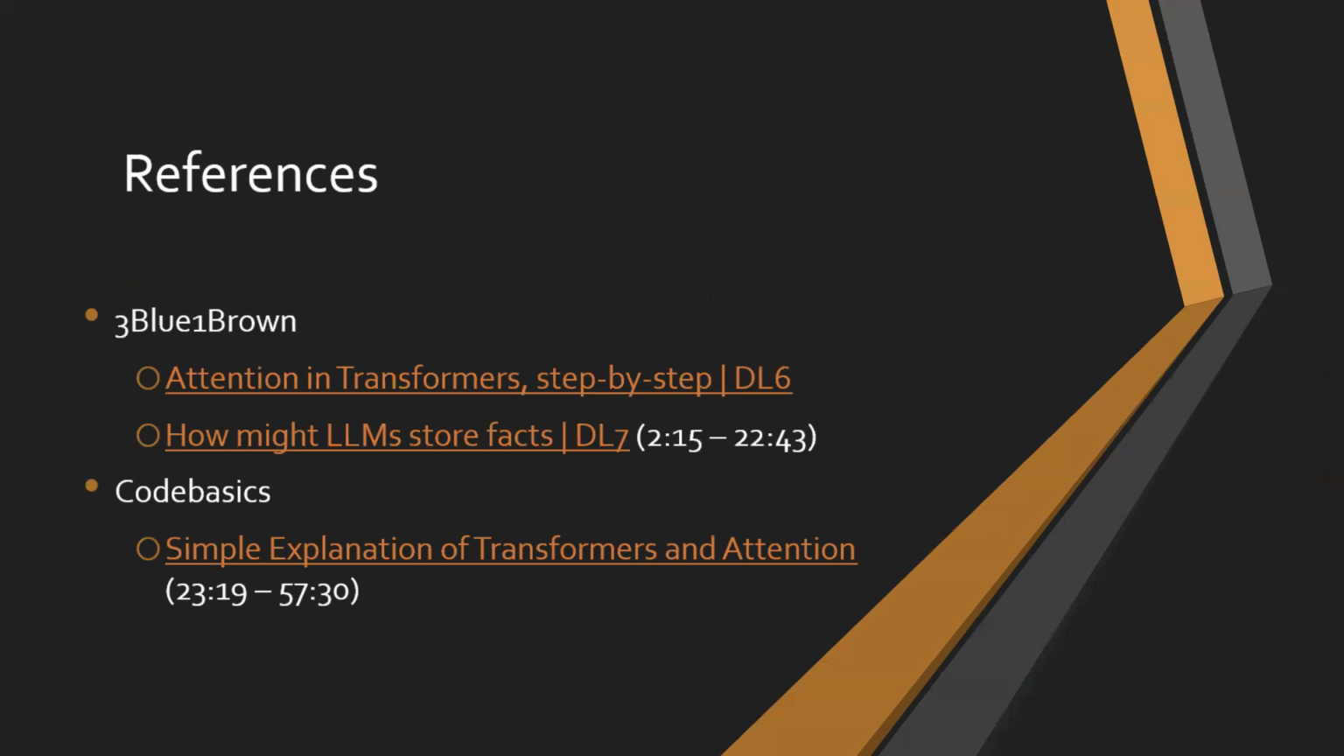These are the videos used during the lecture and were present in the assignment document. As always, we had three blue, one brown, with two videos. The first video discussing the role of attention in transformers and giving a step by step of how the process operates, and then the second discussing multi-layer perceptrons. And then we have the remainder of the code basic video from last week, continuing off where we left off, where he discussed attention and multi-layer perceptrons.